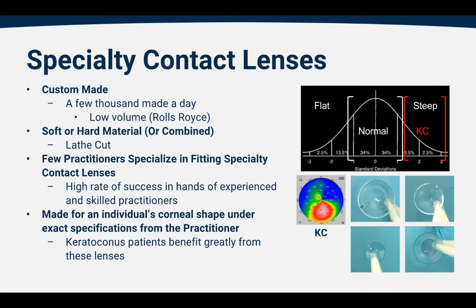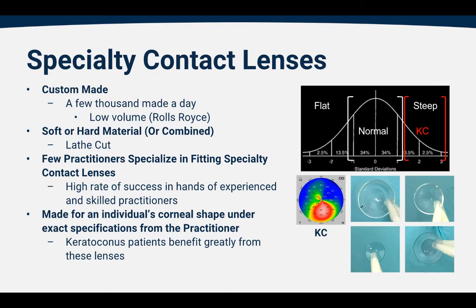By contrast, specialty contact lenses are custom made. There's only a few thousand made daily. They're made at a very low volume. If we were to make the same sort of car comparison, these would be more like a Rolls-Royce. They're made in very small quantities, but at very high qualities for an individual's custom needs.